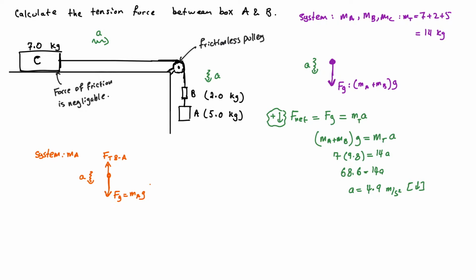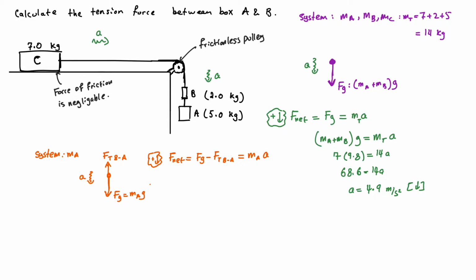I'm going to write a net force on my object here, and I'm going to take down to be positive for my net force. And the sum of forces in this case going downwards, one of them is Fg, and opposite to that is the force of tension from B to A, and that will equal mass times acceleration. My system is A, so I need that mass and its acceleration.